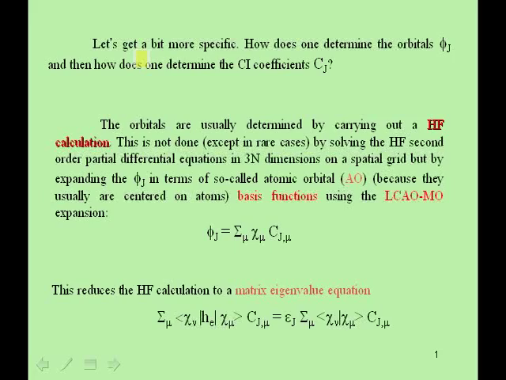This is session 4 of the electronic structure theory endeavor. Today, I want to talk more specifically about how one goes about calculating the configuration interaction, or CI, coefficients, and also how one usually determines, at the Hartree-Fock level, these molecular orbitals.